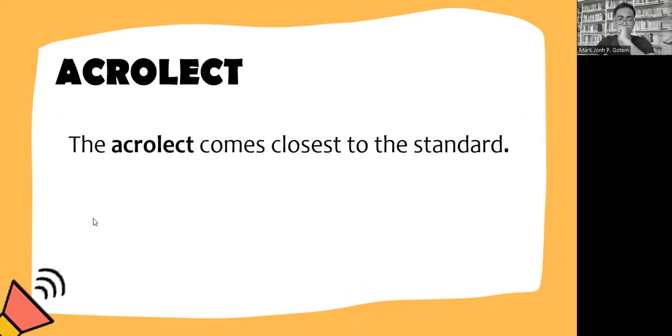What is Acrolect? The Acrolect comes closest to the standard, or it is the most prestigious dialect or variety of a particular language. It is used especially in the study of Creole. If you say Creole, it is a natural language, like for example, a family language. And that is Creole. Again, the Acrolect is the most prestigious.